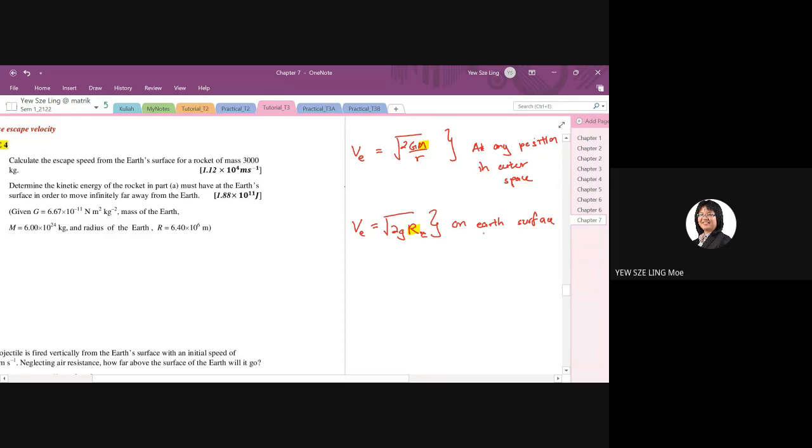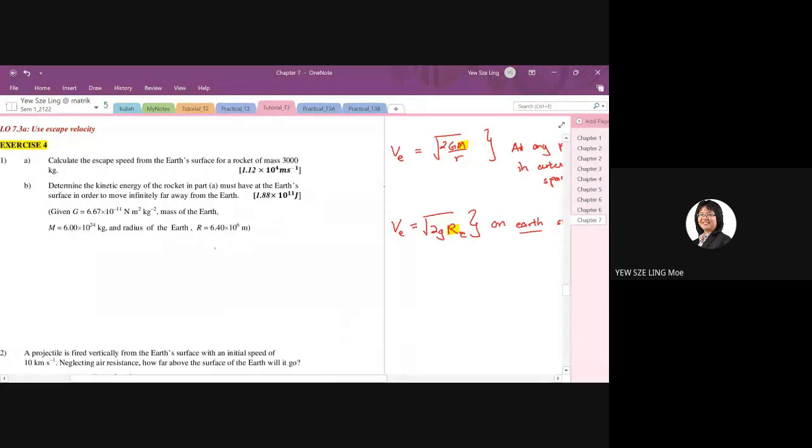So two equations, one for any position and another one for on the surface. If you are looking at the Earth, then R is RE. If you are looking at the moon, then it will be RM. So the second equation is for an object located on the surface. It could be on any planet's surface. Then you just change the R that you use and also the G. So G here must be G of the Earth, which is 9.81.